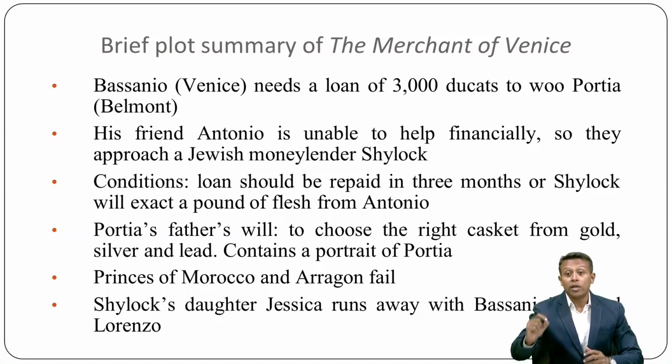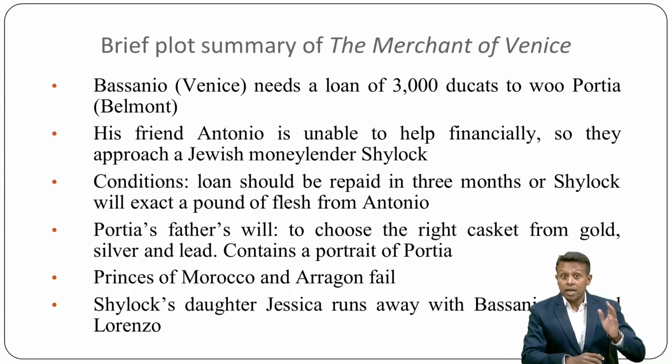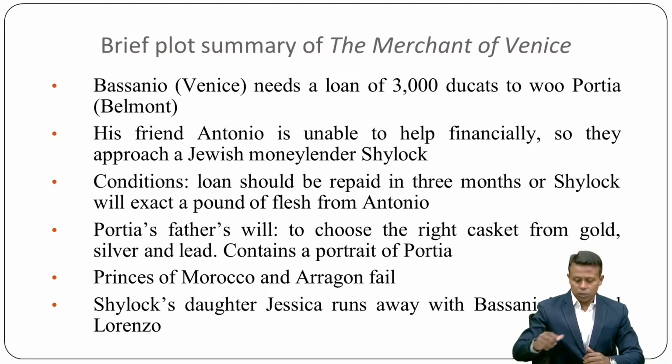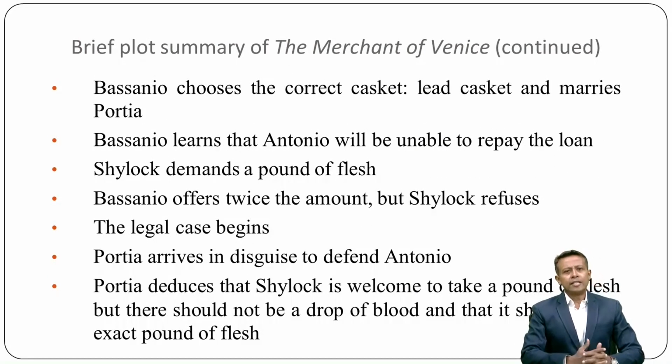She elopes with Bassanio's best friend, Lorenzo. So she runs away with Lorenzo, and Lorenzo, of course, is a Christian. She wanted to remove the tag of a Jew from herself, and she wanted to be considered as a Christian, and of course she was in love with Lorenzo. So she elopes with Lorenzo. Next, what happens? Bassanio chooses the correct casket, which is the lead casket, and then he marries Portia.